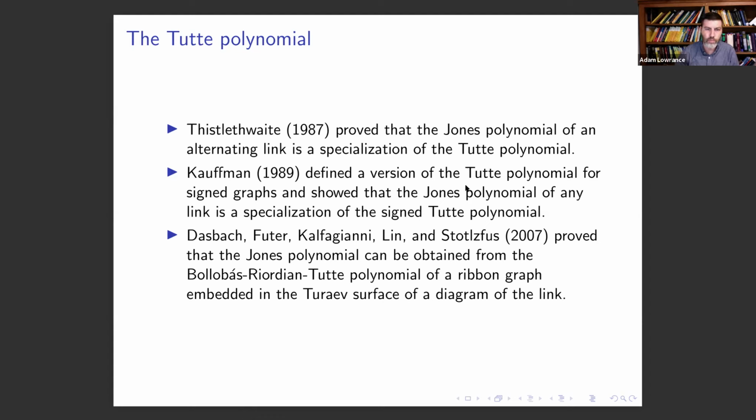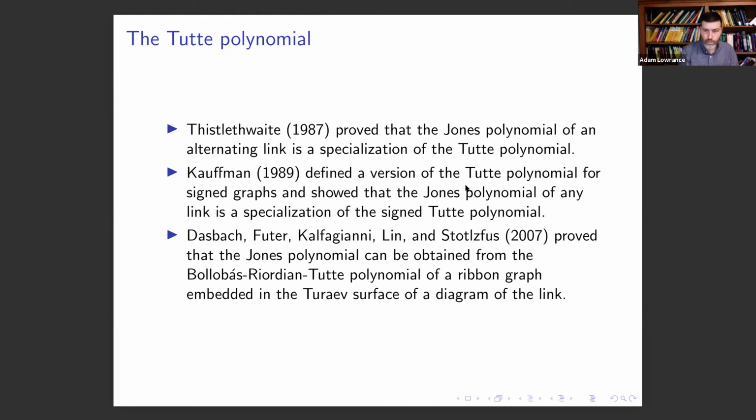And then a couple of years later, Lou Kauffman figured out that he can define the signed version of the Tutte polynomial, and then expand Thistlethwaite's result from alternating links to any link whatsoever. And instead of using the unsigned Tait graph, the checkerboard graph, you use the signed checkerboard graph.